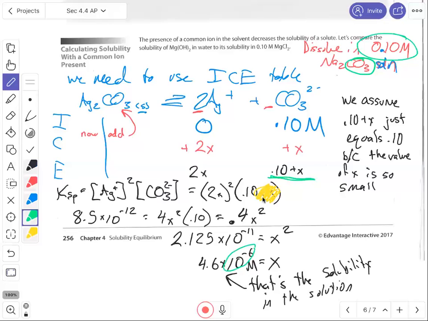All right, so everybody make sure you've got that so that we can turn the page and practice with the 3 practice problems on page 257.